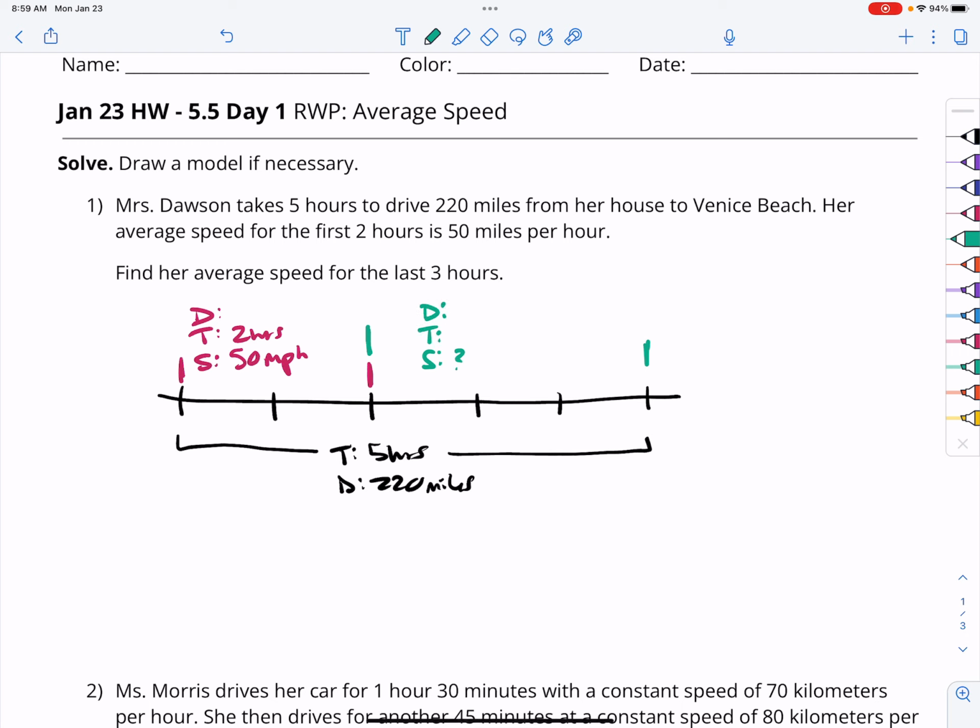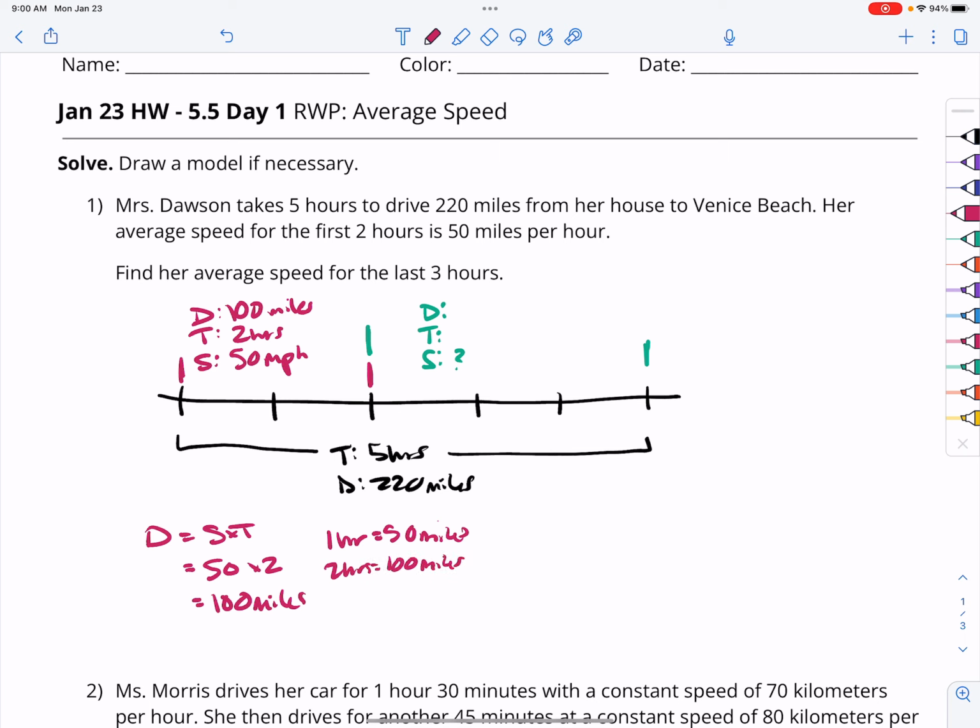So let's see if we could figure out those other missing values, so that way we could figure this out. So looking over here with our red work, our distance equals speed times time. And that seems to make sense, where if I know our speed is 50 miles per hour for 2 hours, she will have traveled 100 miles. And that makes sense, because if she only drives for 1 hour, that would be 50 miles. So 2 hours would be twice as long, assuming she doesn't hit traffic, of course.